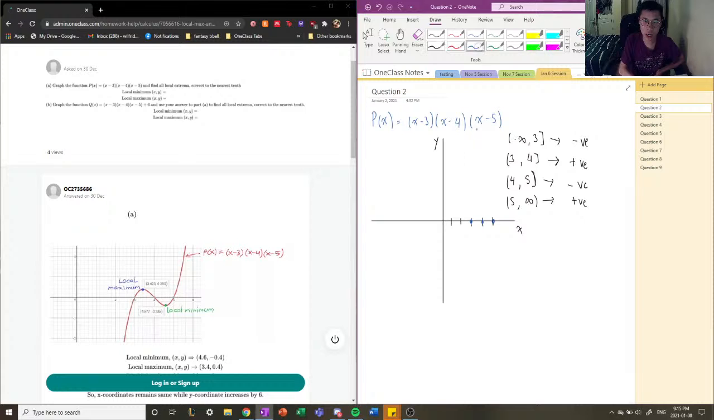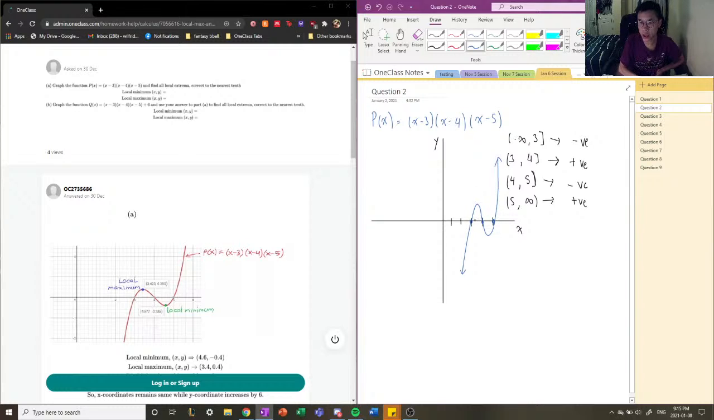Now we can have a general idea of how to graph our function here. It's negative here, so I'm going to put an arrow, and it's below the y-axis. From 3 to 4 is positive, right? So we want to connect our interval from 3 to 4, and this is positive. From 4 to 5 is negative, right? And from 5 to infinity is positive, so we just go back up.